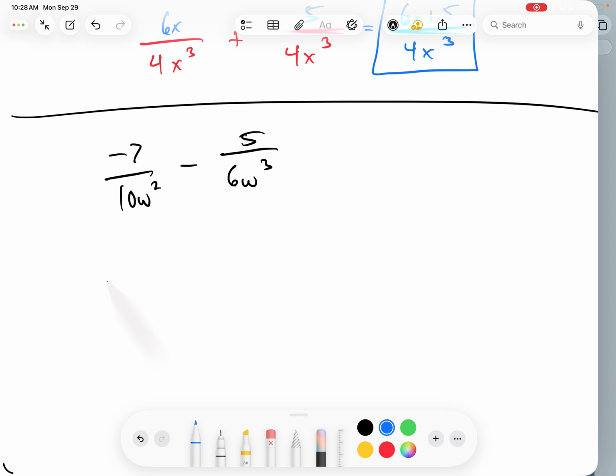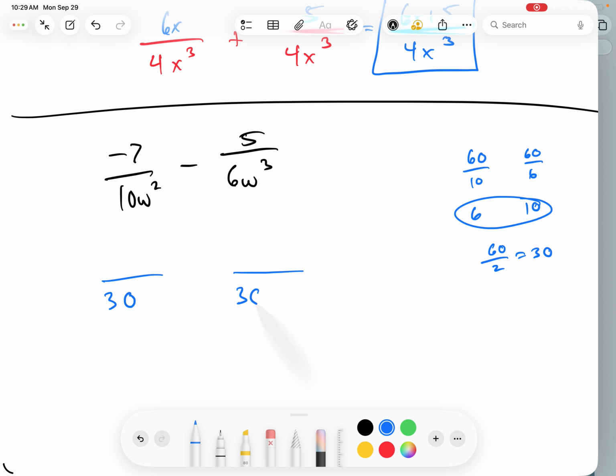Okay. Common denominator of 10 and 6 would be... Is it 60? 60 seems big, so let's go check it. 60 divided by 10 is 6. 60 divided by 6 is 10. That's not right then, right? Because you can divide 6 and 10 by 2, right? So it shouldn't be 60, it should be 30. That's how you check that.